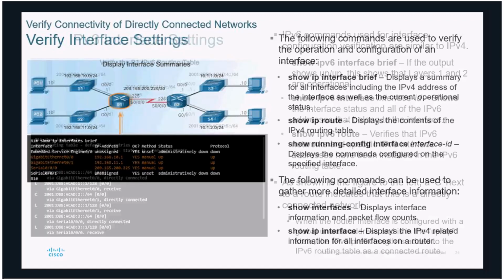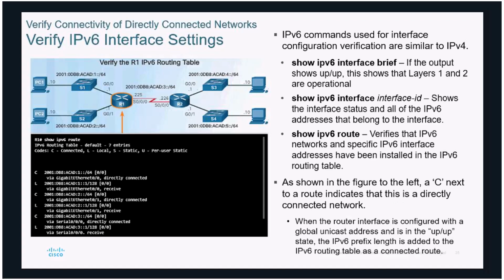IPv6 is exactly the same, except ipv6 is the word before it. So we can remember these commands too for doing the same things on those configurations. Same command, but we just add ipv6. Pretty much the same. And you can see here the letters C, L, S, U. C is a directly connected network. L is a local network. The terminology used here will help you understand how a network is actually constructed.